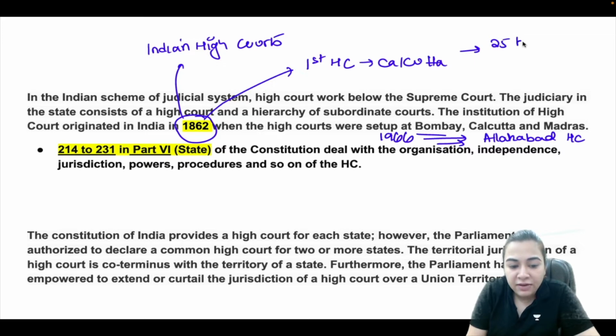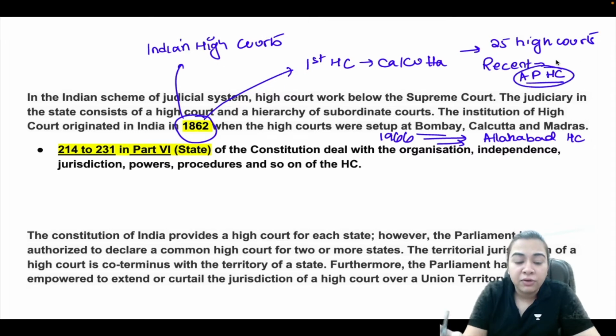We have 25 high courts in the country, which have been established in different states of India, right? The most recent high court that has been created is the Andhra Pradesh High Court, right? It basically started on 1st January 2010 and it started operating at Amravati.